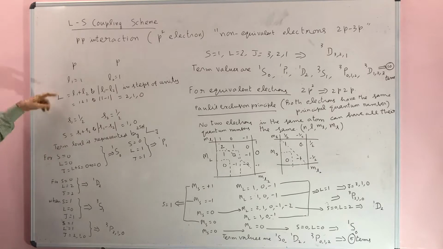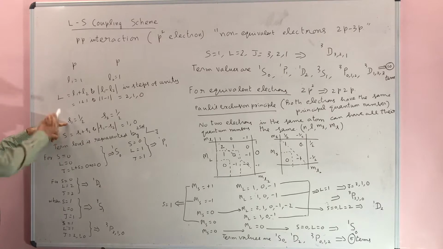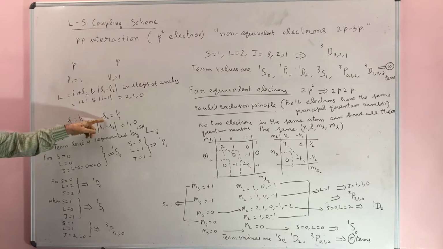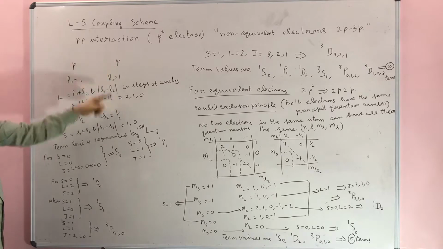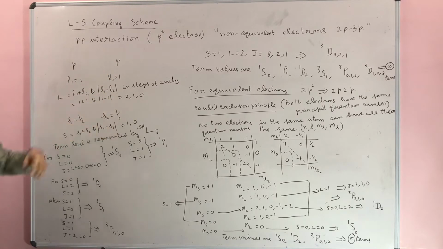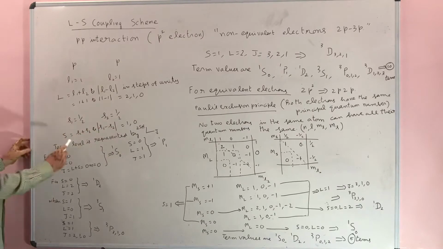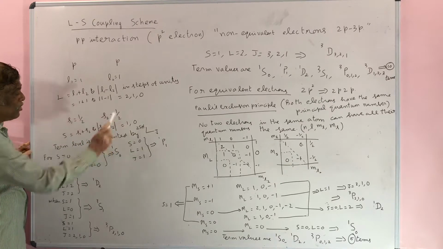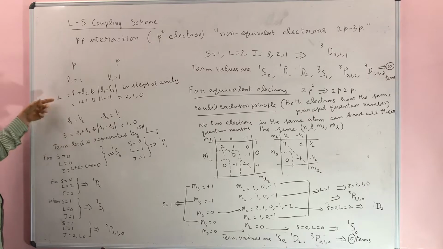Similarly, for the spin quantum number, for the first electron S1 is equal to half. For the other electron, S2 is also half. So there is a coupling between S1 and S2. The resulting total S ranges from S1 plus S2 to the modulus of S1 minus S2. Therefore, half plus half is 1, half minus half is 0, so 1 and 0. So these are the possible values of the L quantum number as well as the S quantum number.